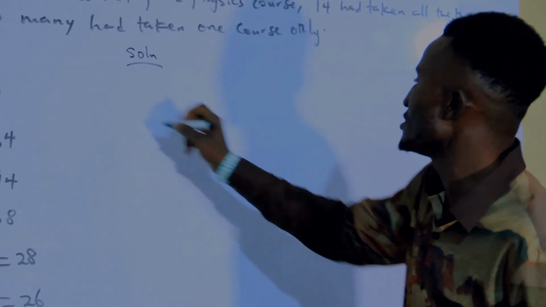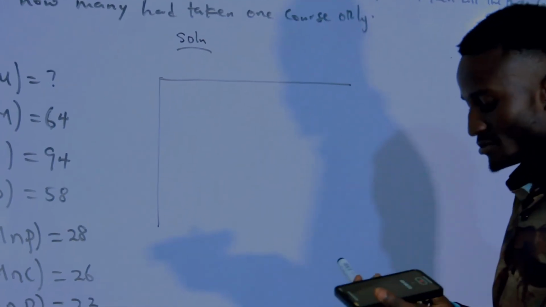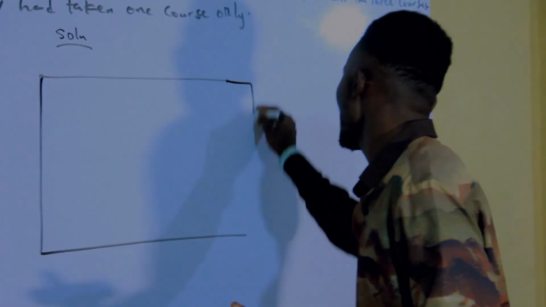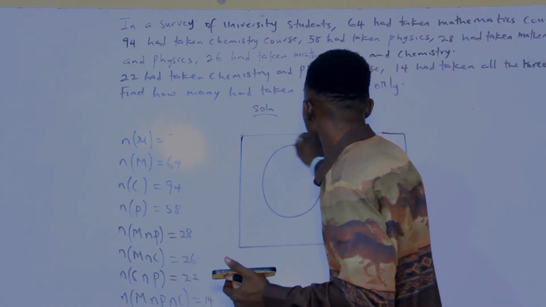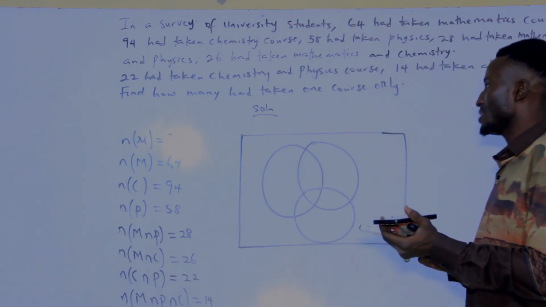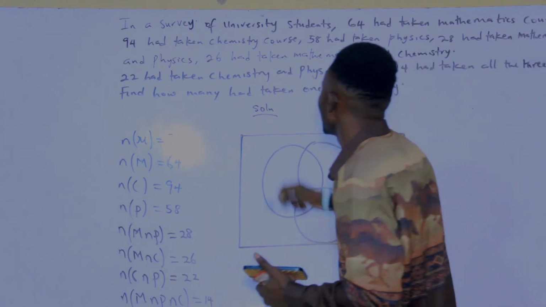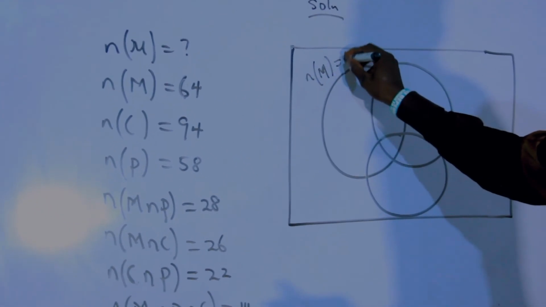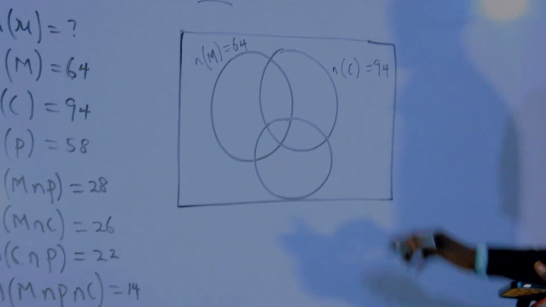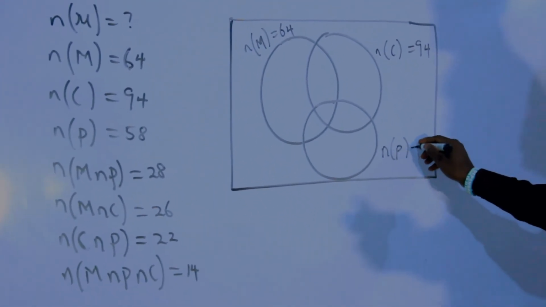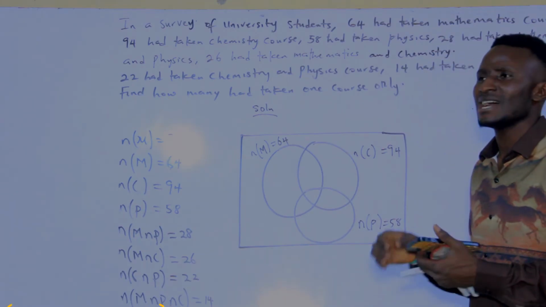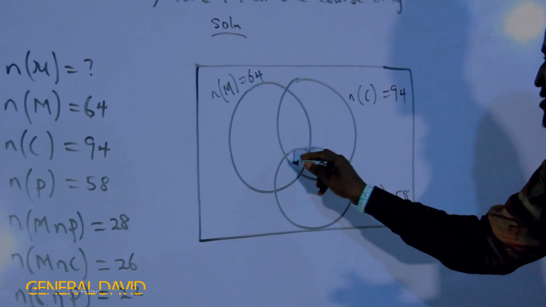So let us see. Now, using the Venn diagram method, don't forget we are not given the universal set. Because we are not given the universal set, now let us see. We have the number of those that study mathematics to be 64, chemistry to be 94, and physics to be 58. Now, we are given those that study all the three, and if you check this very well, it is 14.